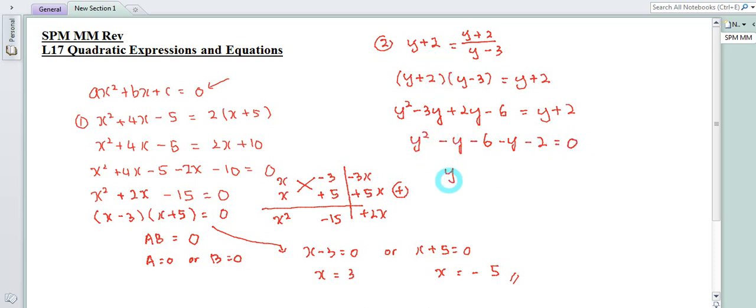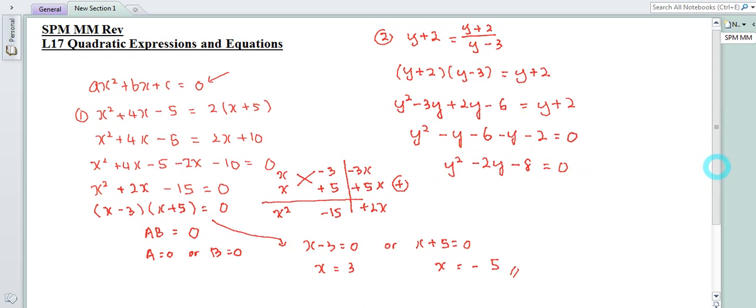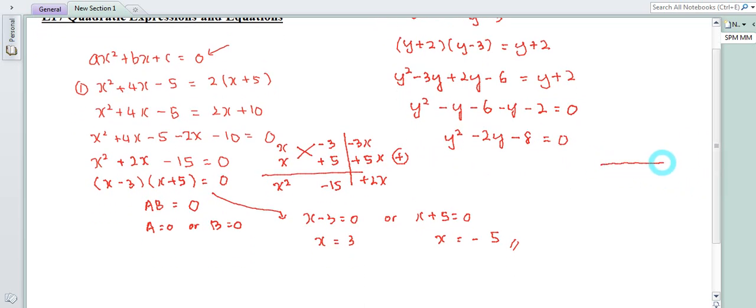Okay, try to simplify further. Y squared, we cannot do anything, we just copy. So you have negative y here, total up you get negative 2y. Okay, so you have negative 6, negative 2, you get negative 8. Okay, now this is quadratic equation in general form. You can start to do the factorization.